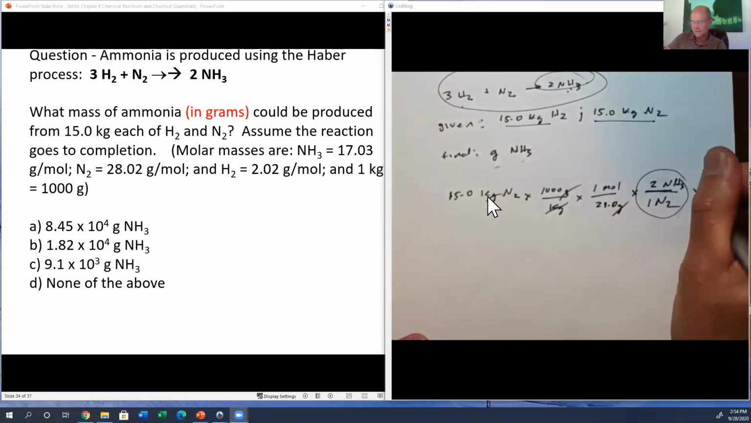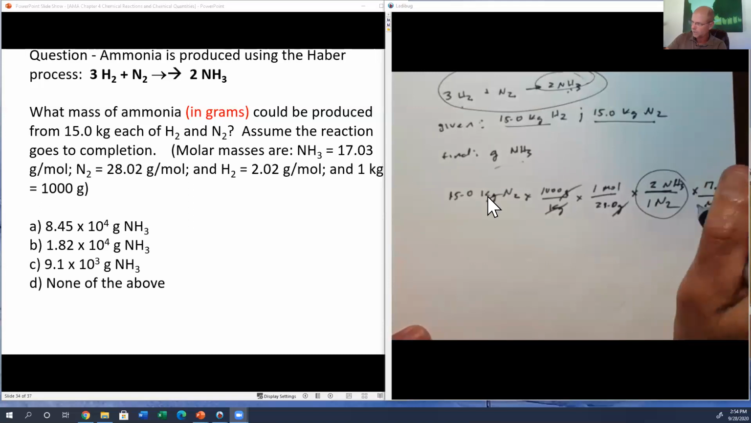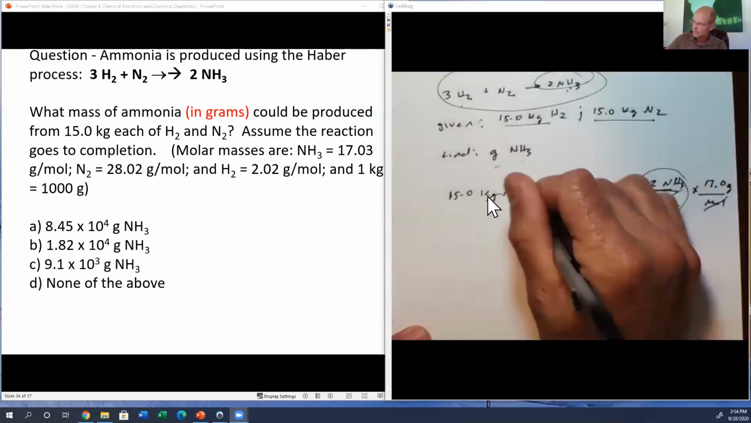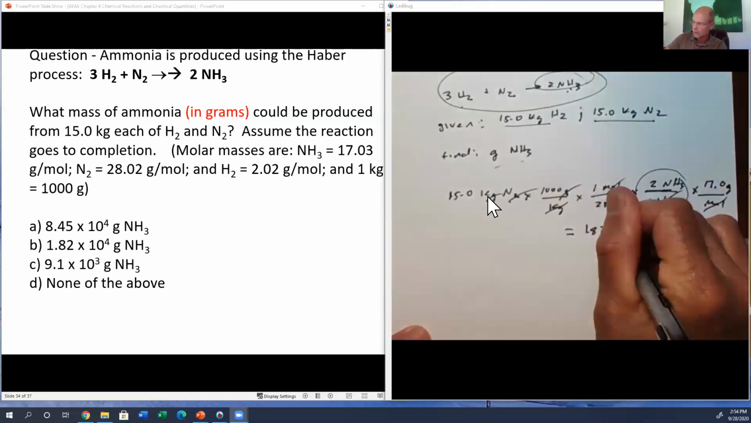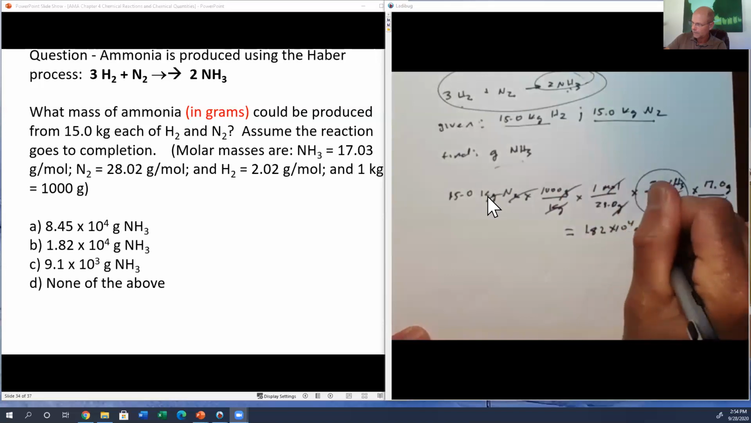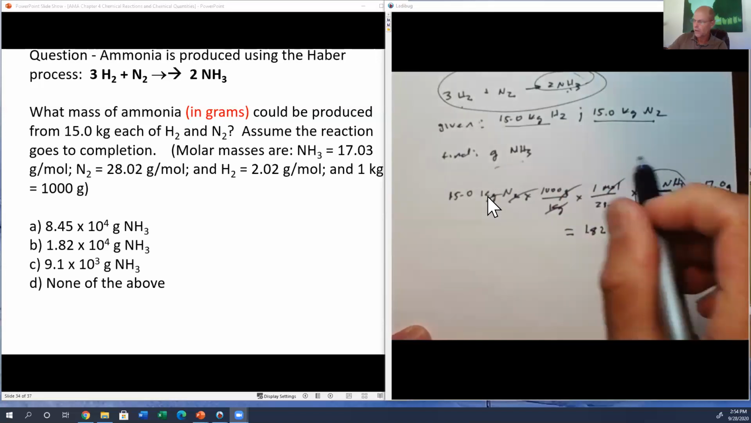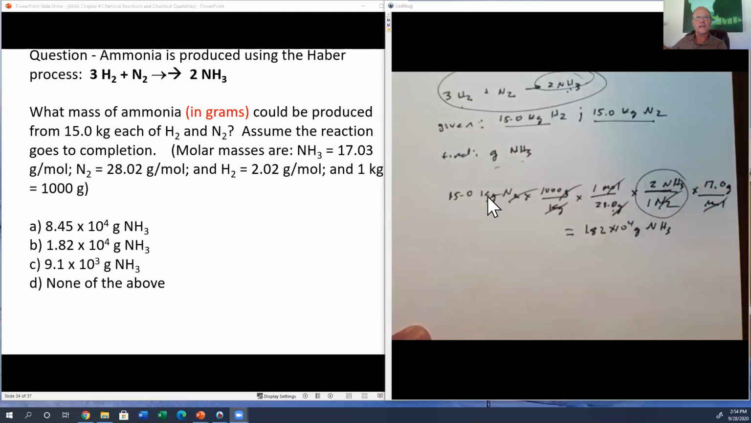So if I carry that out, and since it's already asking me for grams, I'm just going to go all the way to grams because I can do that as well. I'll just show you a different way to do it than we did before. 17.0 grams per mole is the molar mass for ammonia. This cancels and that cancels, and I get the answer in grams, 1.82 times 10 to the 4th grams of ammonia. When we did it before, I just stopped at moles and then converted the limiting one to grams, but here, I'm just going to go all the way to grams, just as easy, okay?